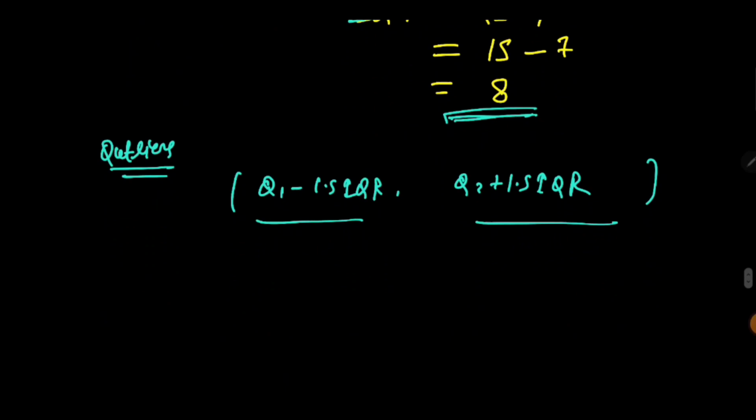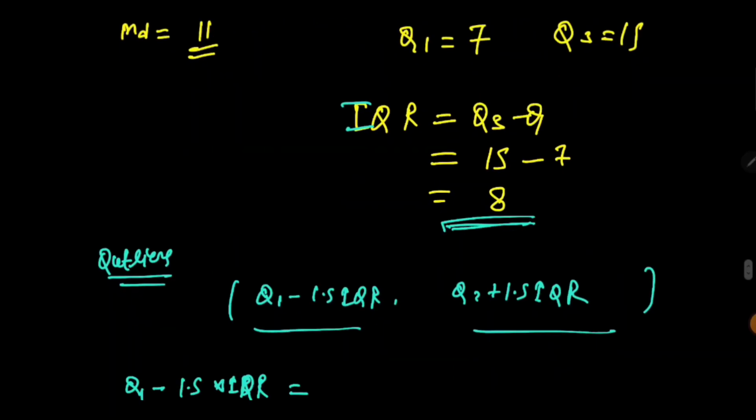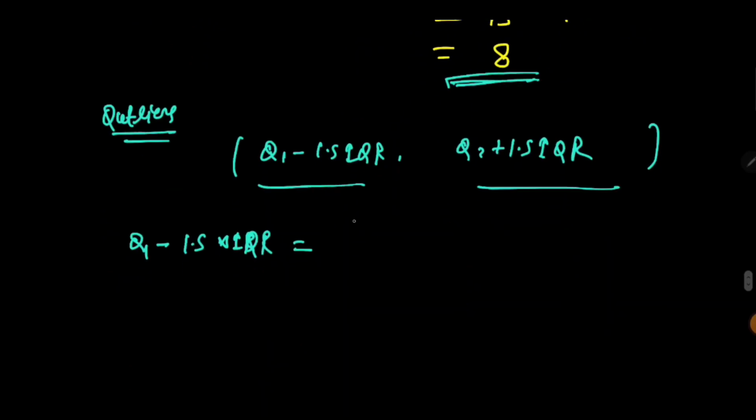So to find this interval, we need to find first Q1 minus 1.5 into IQR. Here we can see that our Q1 is 7. So it will be 7 minus, our IQR is 8, multiplied with 1.5. So it will be 7 minus 1.5 into 8. That will be 12. So this means simply minus 5.